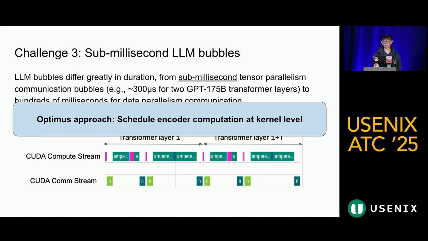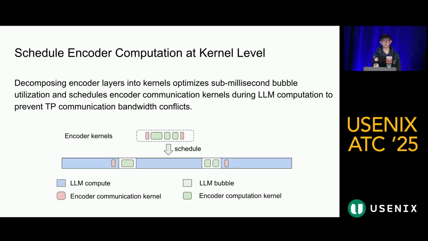So our approach is to schedule encoder computation at the kernel level, decomposing the encoder layer into kernels. For example, one encoder layer can be further decomposed into compute kernels and communication kernels. And here we do a careful overlapping. When the LLM is doing communication, we schedule the encoder computation. When the LLM is doing computation, we do the encoder communication. In this way, we avoid the TP communication bandwidth conflict when doing the training.